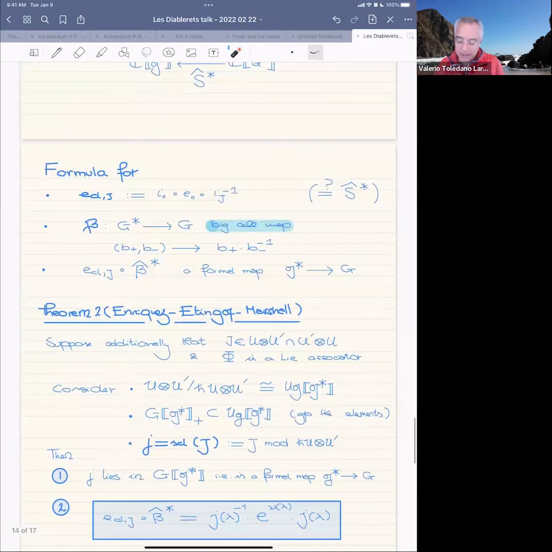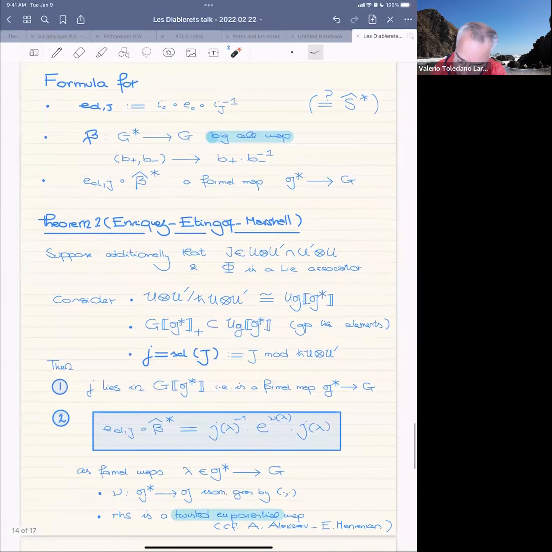So we're going to make some additional technical assumptions on the twist. So we're going to say that J is in U tensor U prime intersect U prime tensor U, and that phi is a Lie associator, which is certainly the case for the KZ associator. So J for now is not necessarily the dynamical KZ twist. So now we're going to consider this quotient U tensor U prime over h bar of it, which I can think of, if I think of the h bar as living here, as formal power series on G star, because if I take U prime over h bar U prime, that gives me the completed algebra of G. So that's functions on G star with values in UG.